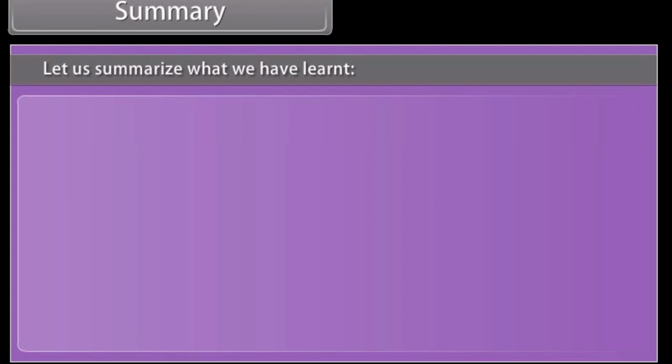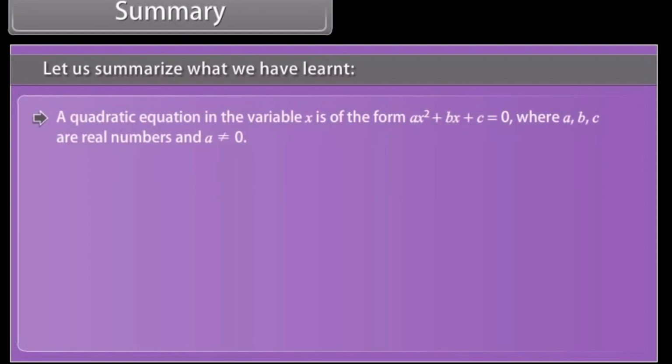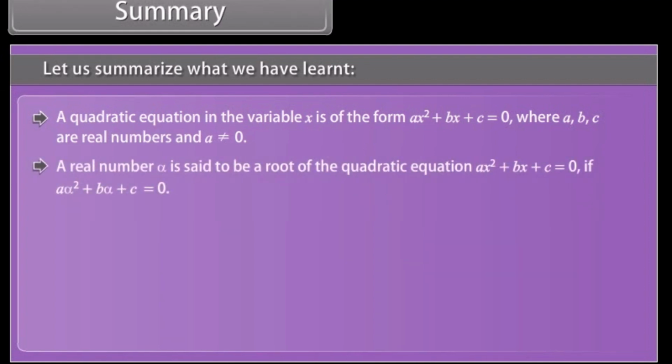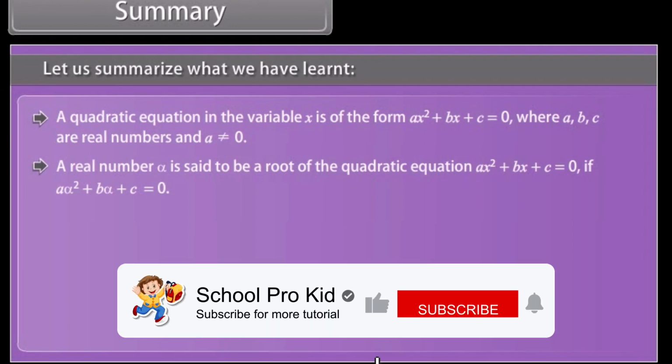Summary. Let us summarize what we have learned. A quadratic equation in the variable x is of the form ax² + bx + c = 0, where a, b, c are real numbers and a is not equal to 0. A real number α is said to be a root of the quadratic equation ax² + bx + c = 0 if aα² + bα + c = 0.